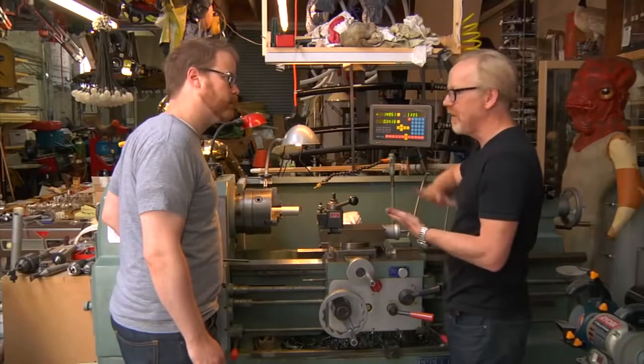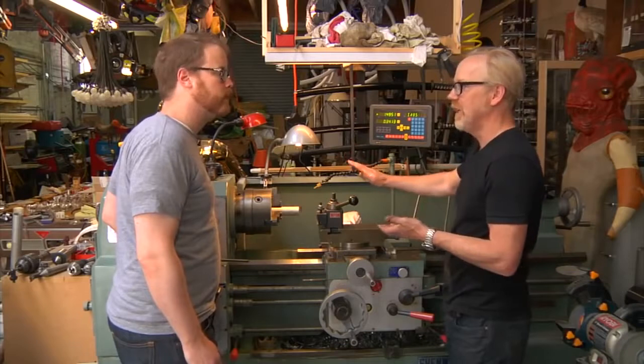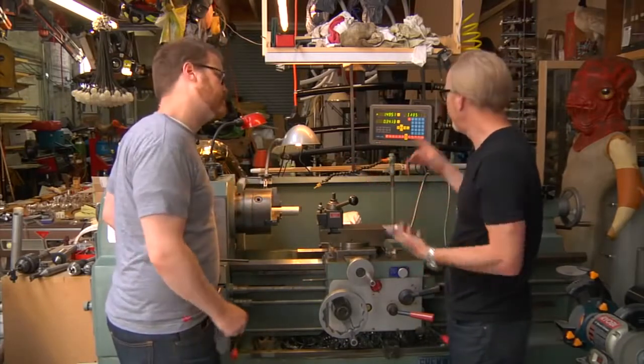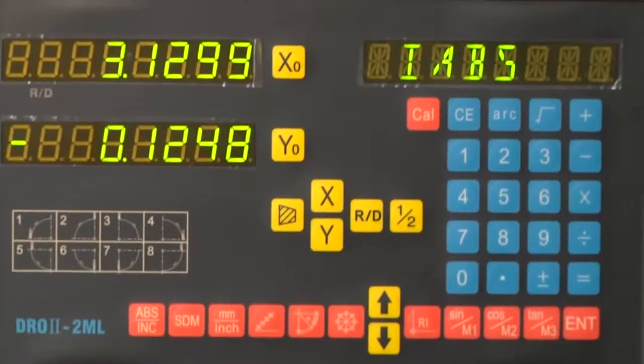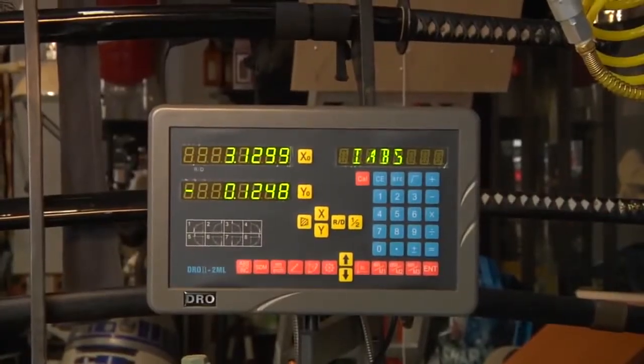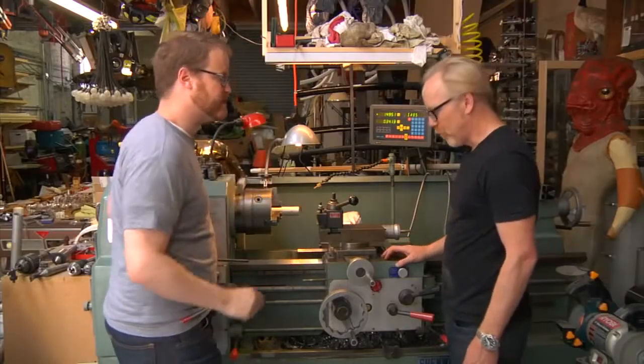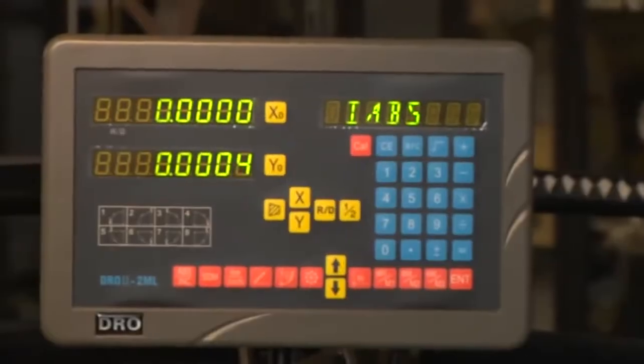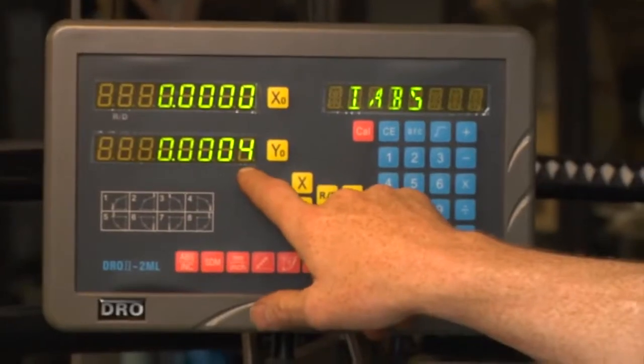And the glass, I believe, has a pattern etched or printed on it, and a reader that moves past it can read with very fine accuracy, from a tenth of a thousandth to a ten-thousandth. So it's like an optical mouse that knows exactly where it is on the scale it's moving on. That's very cool. When you zero it out, right there, that's zero.